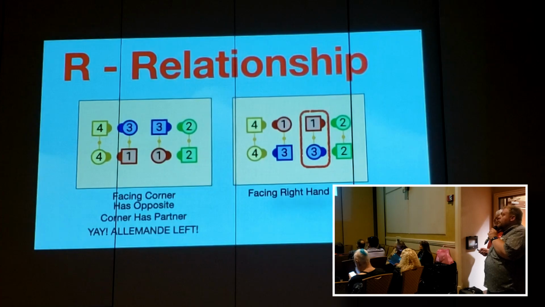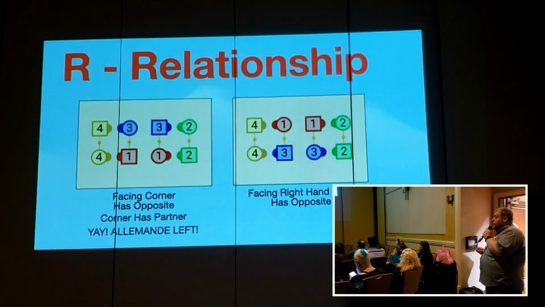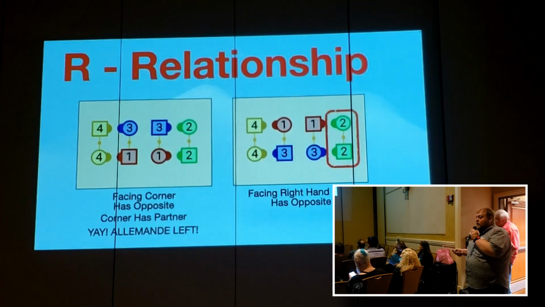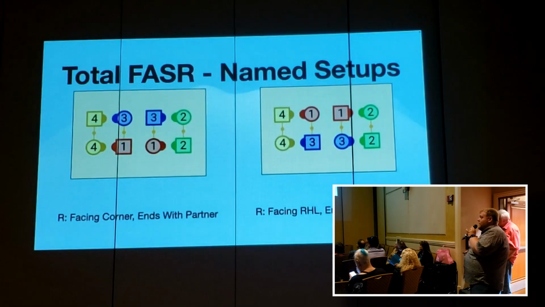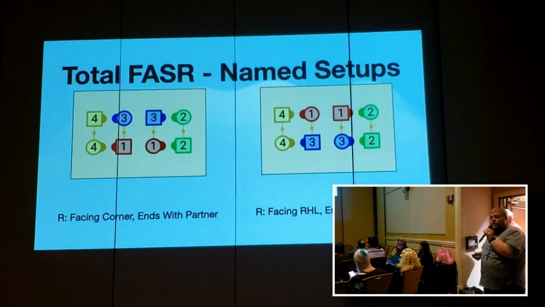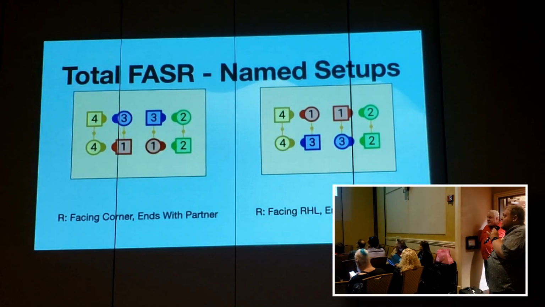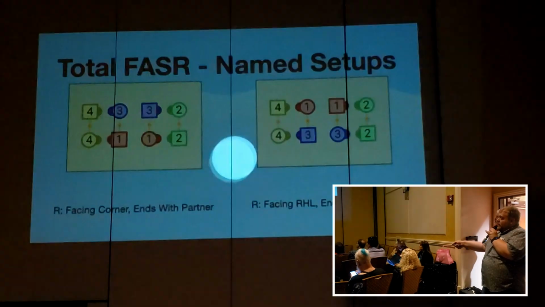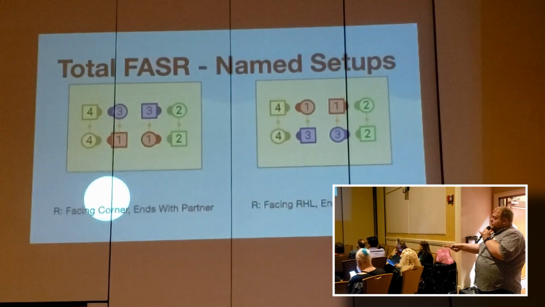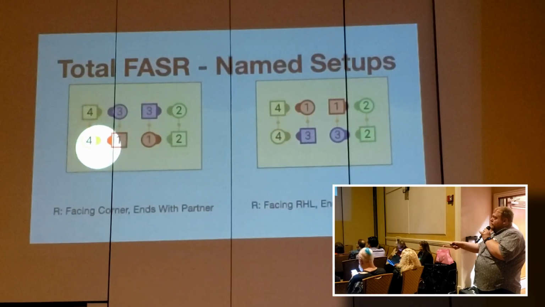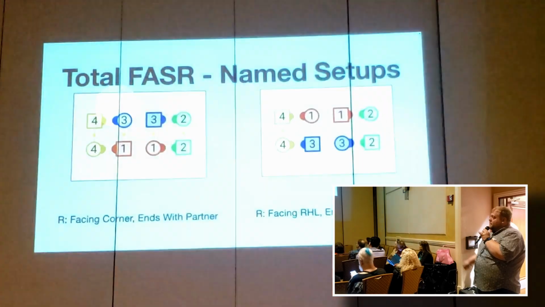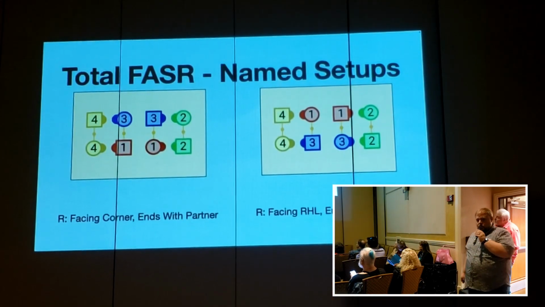So let's put it all together. You know about formation, you know about arrangement, you know about sequence, you know about relationship. If we put these 4 things together and we give it a name, we call that a total phaser. So let's look at this very important formation. We already know, in the relationship, that number 1 man is facing his corner, the ends have their partner, he currently has his opposite. What is the formation to start with this?